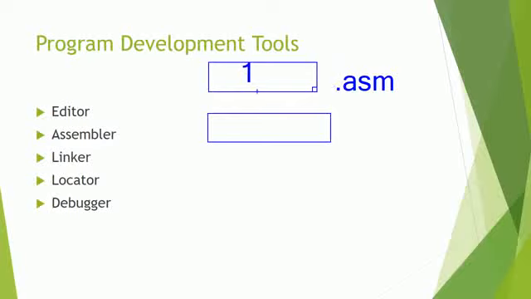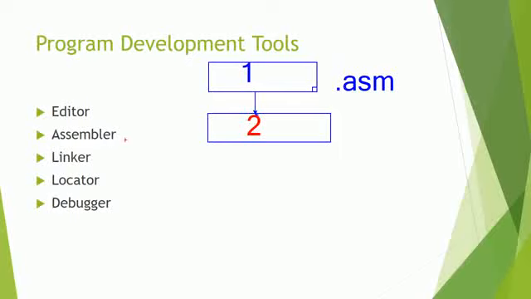This file should be given as an input to the next level block called the assembler. The assembler is nothing but number 2, I'm simply taking the numerical value. So number 2 is accepting the program in the .asm extension.